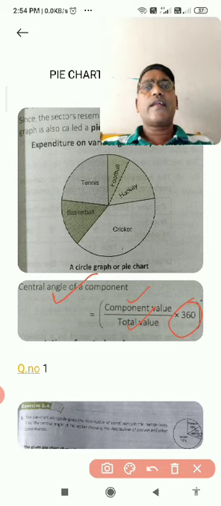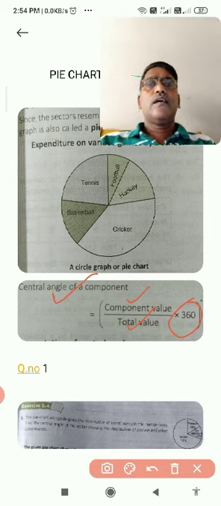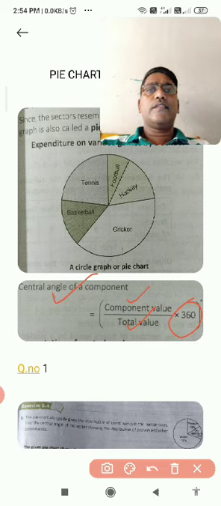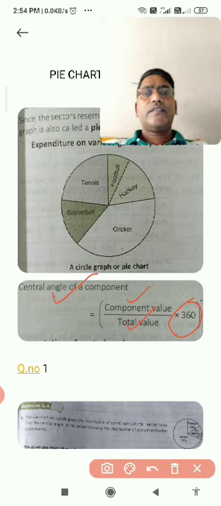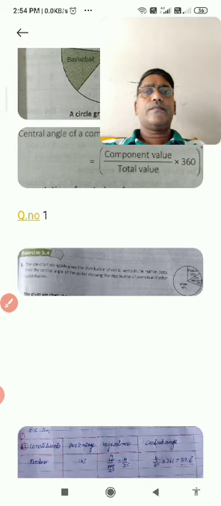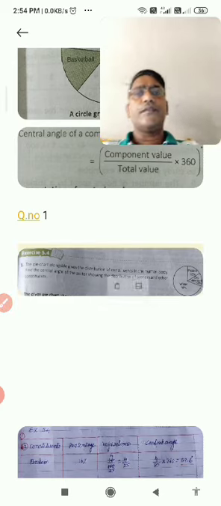By using a protractor, we are not using the compass to construct the angles here. That is important. You must keep your protractor, pencil and eraser with you. Clear to you? Sharpen the pencil. So when I come to the construction, I will explain to you. Just see here, and on the basis of the pie chart, for example, I am giving this, you see.